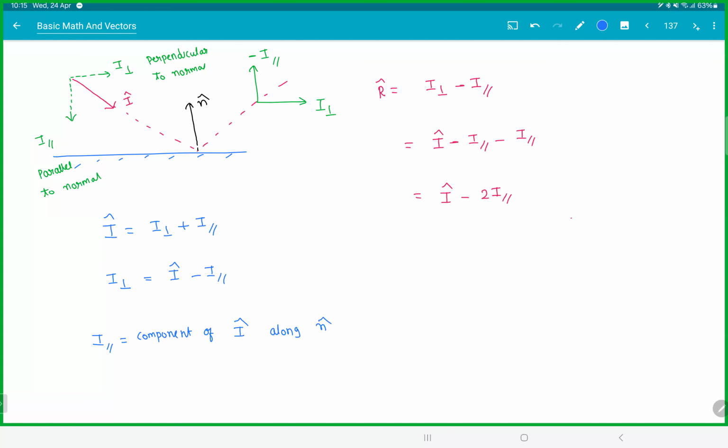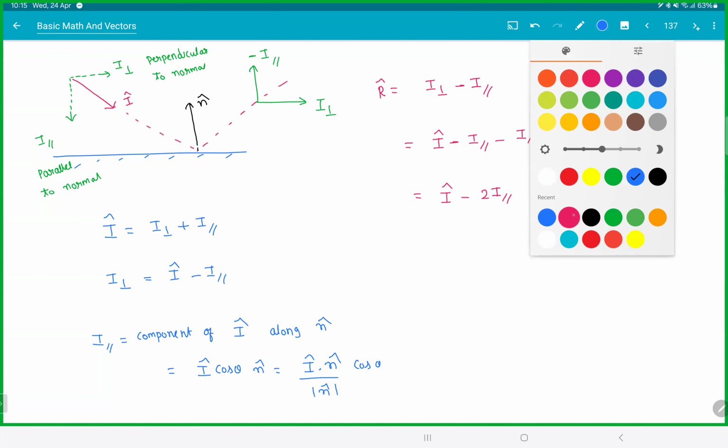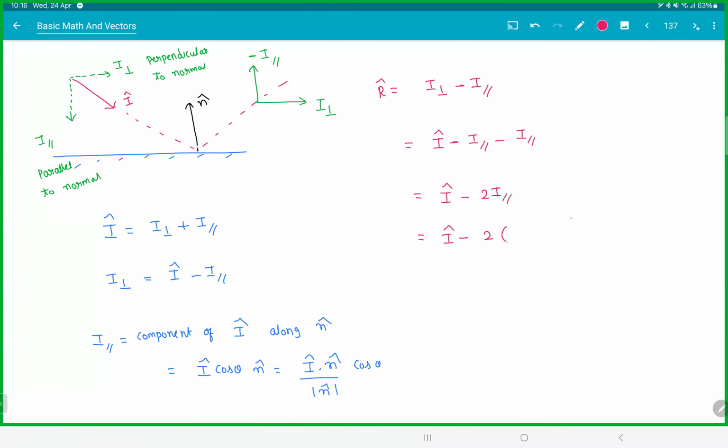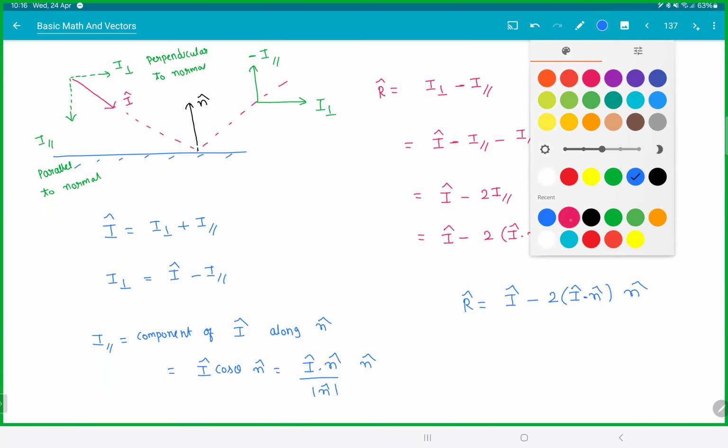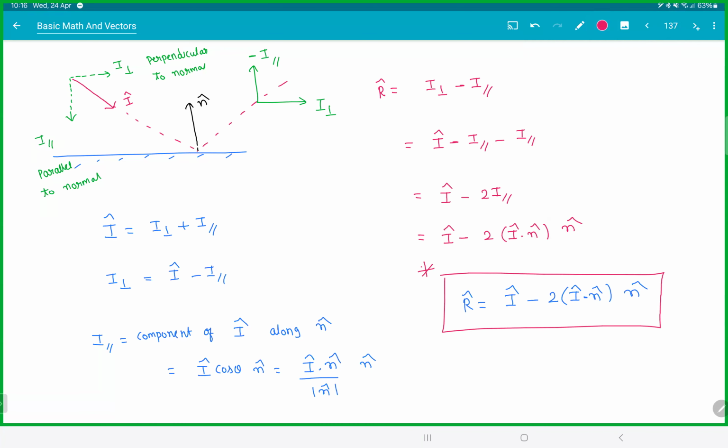Then you will get from there that is nothing but I cap cos theta N cap, which is I cap dot N cap by mod N cap into cos theta. Today we did this thing, na? The vector components. So this becomes I cap minus 2 times I cap dot N cap cos theta into N cap. That is your final answer. So R cap is I cap minus 2 times I cap dot N cap, the dot product, into N cap. This would be the relation between the vectors.